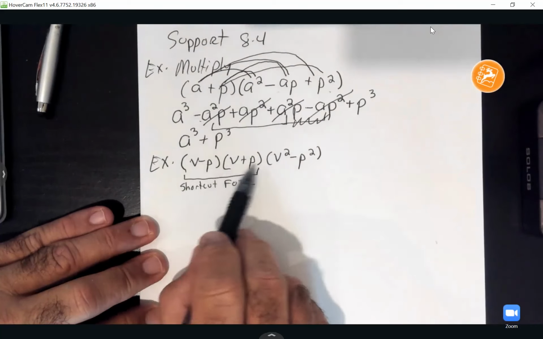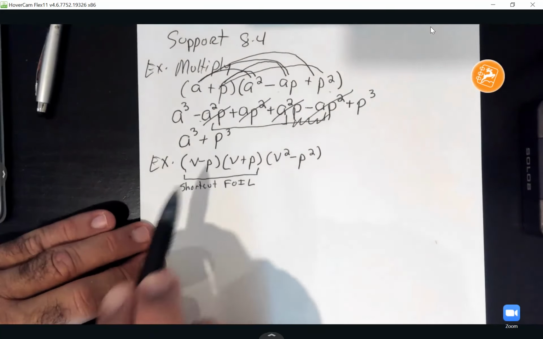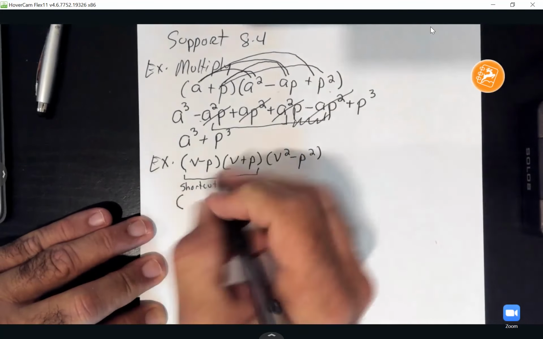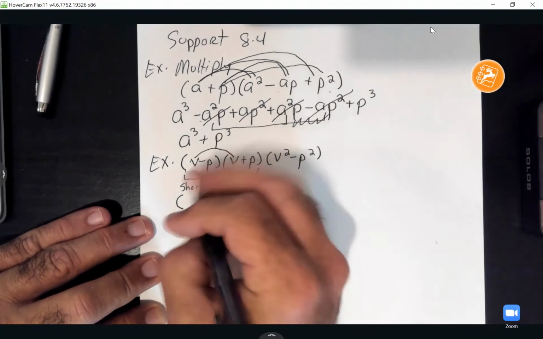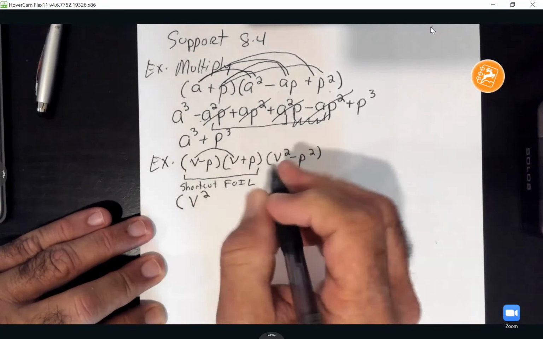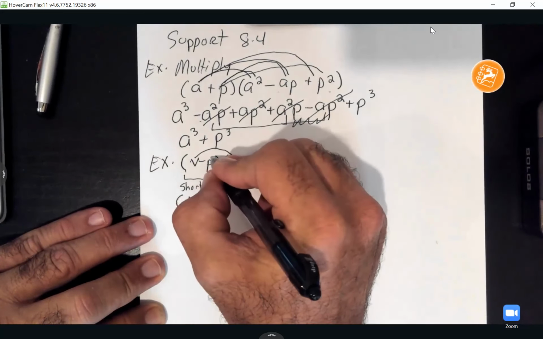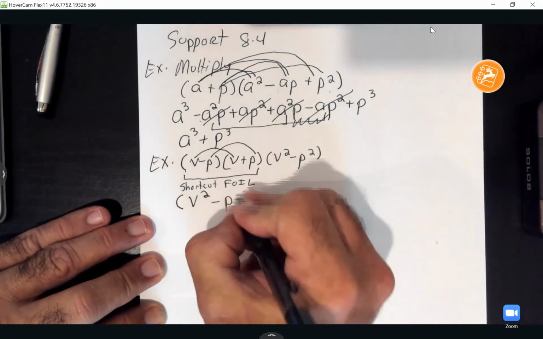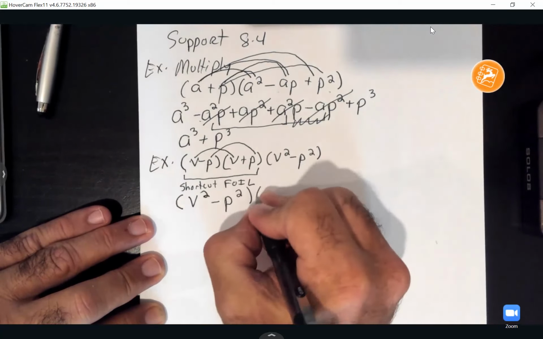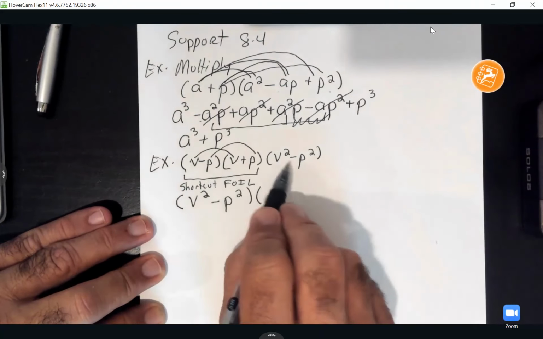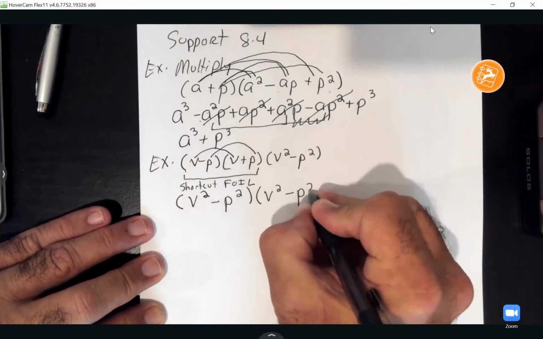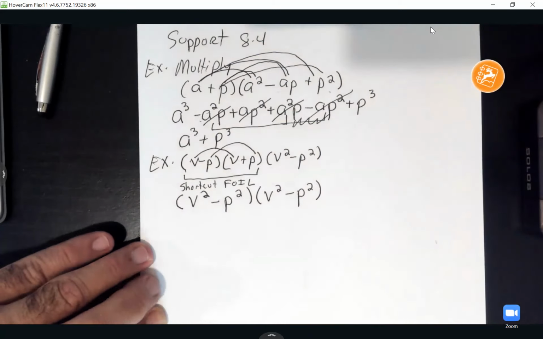Because remember, the inners and the outers are always going to cancel on conjugate pairs. So if you want to shortcut FOIL, v times v is v squared. And then the last two, the negative p times p is a negative p squared. So that takes care of the first set. And then I'm going to bring down the v squared minus p squared at the end.